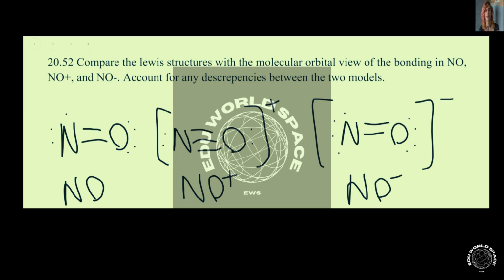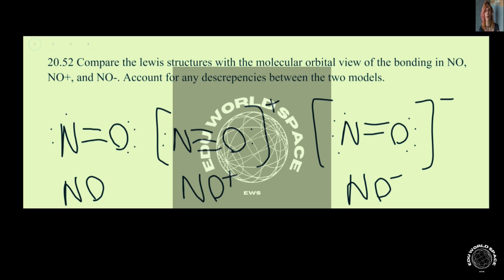And then we have NO plus, where removing an electron makes it more favorable to form this triple bond from moving the lone pair in oxygen into the triple bond after we remove an electron. So both nitrogen and oxygen have an octet. They have 8 electrons, 6 from their shared triple bond and 2 from their lone pairs.